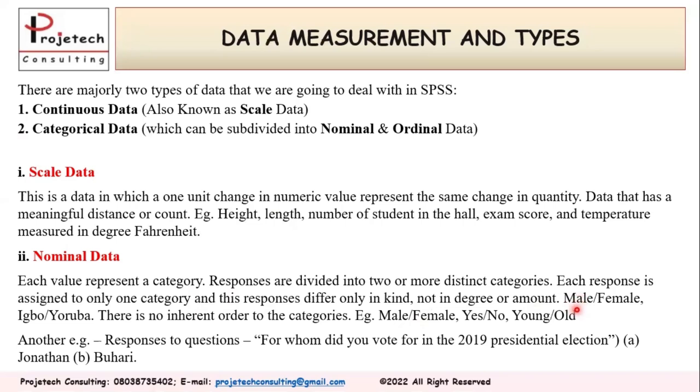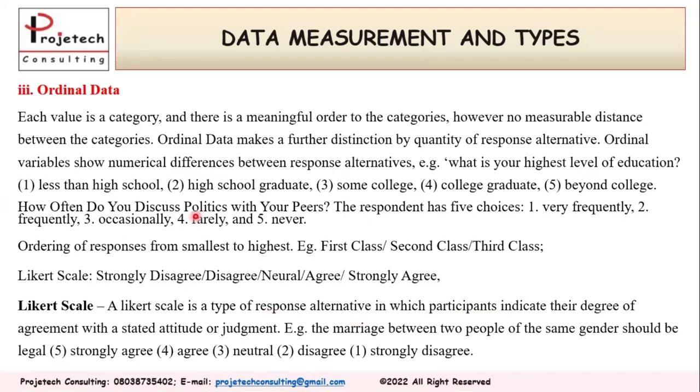For example, we have male and female. You can be, for example, your tribe, you can be Igbo, Yoruba, or Calabar, or Hausa. These are nominal categorizations that are not ordinal. There is no inherent order to these categories. It's either you are male or female, or you say yes or no, young or old. So these are categorizations that are not ordinal. There is no inherent order to the categorization, unlike the ordinal data.